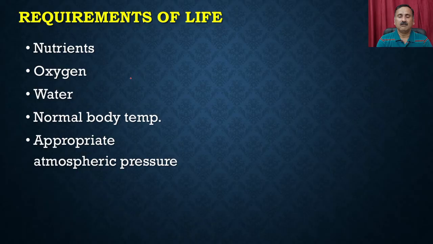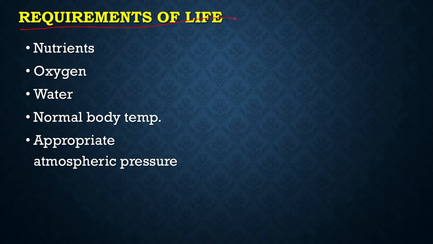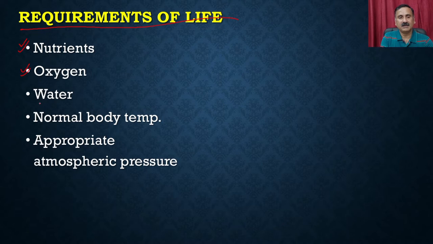Now, in today's lecture, we are going to discuss homeostasis in more detail, and the way in which it can be maintained within the host or the living organism. Before getting into the detail of homeostasis, we should understand the requirements of life. Life requires nutrition, oxygen, water, and normal body temperature. This is more true for warm-blooded animals such as mammals, right?